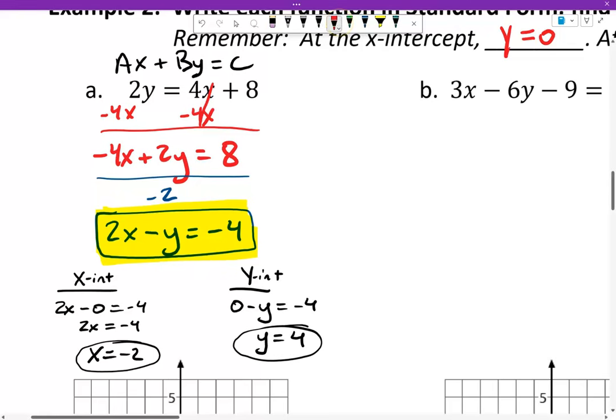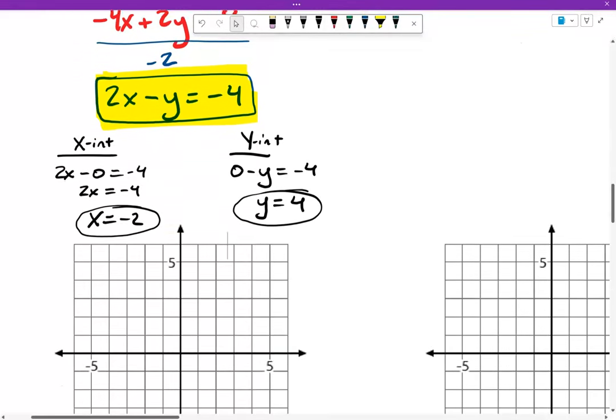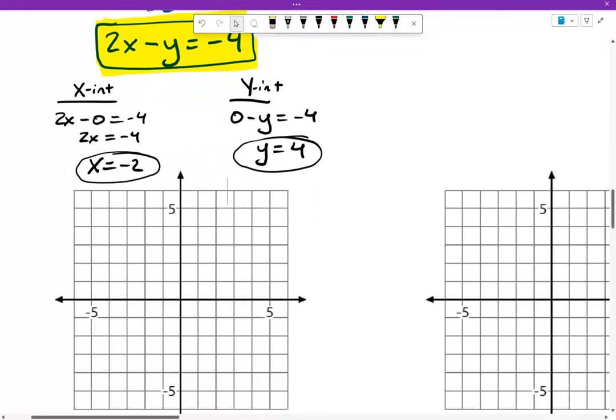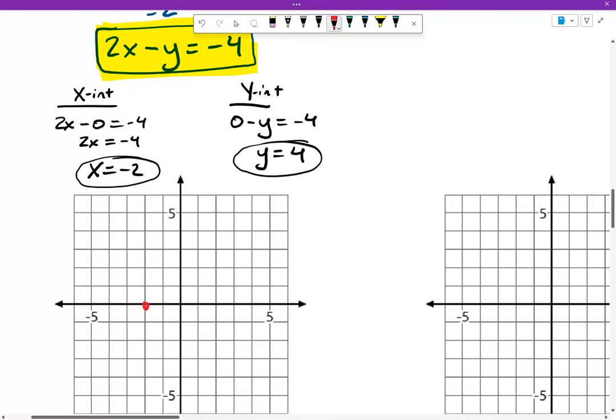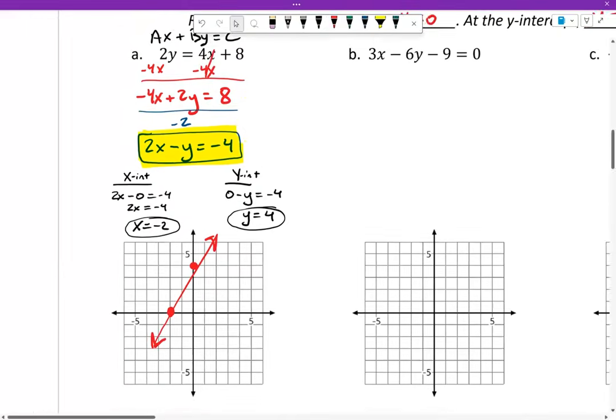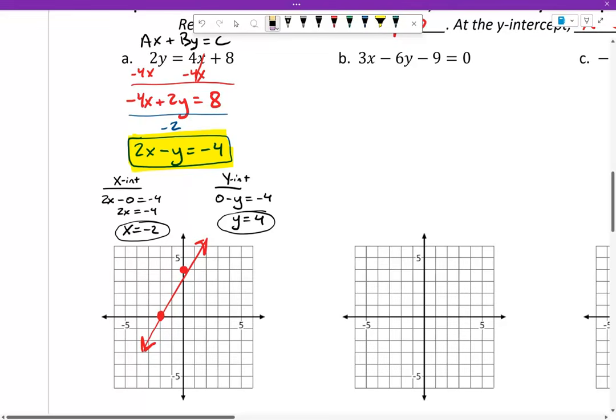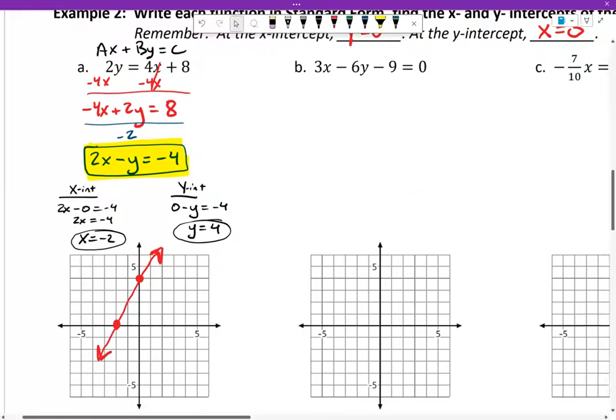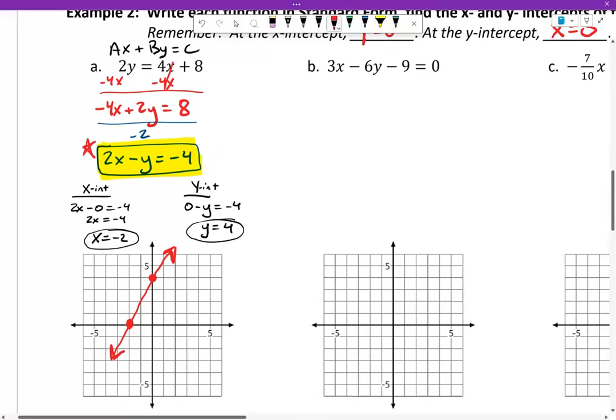Now that I have my x and y intercepts, I can graph those on a coordinate plane. X is negative 2, y is 4, and now I can connect those with a line. So there's my linear function on the graph. See if I can get that line a little more accurately between. There we go. And there's my standard form, 2x minus y equals negative 4.